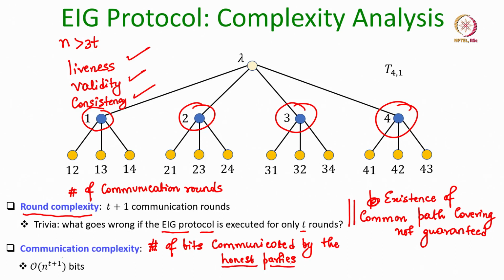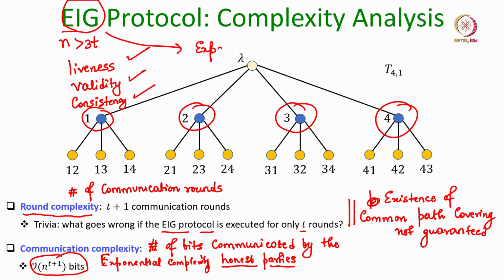And it turns out that the communication complexity is n to the power t plus 1, because there are t plus 1 layers, and in each round every party basically communicates the value of all the nodes in its current layer to everyone else, and this is an exponential quantity. And that is why the name EIG protocol, because it gathers information in an exponential amount. It is the exponential information gathering protocol.